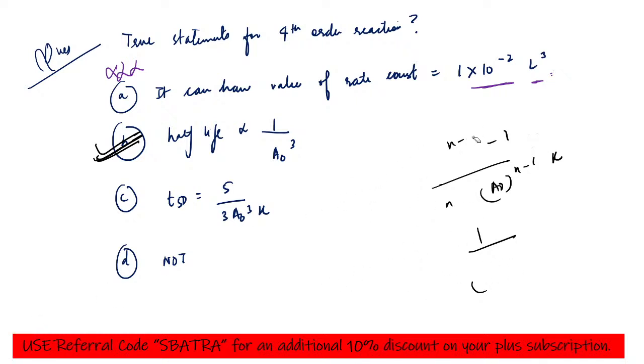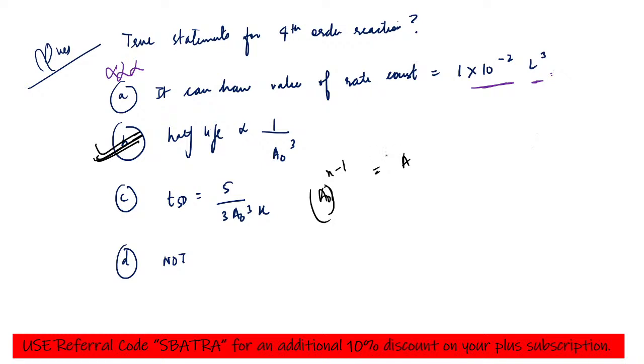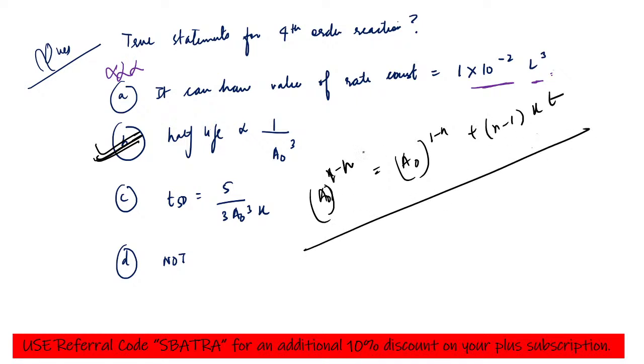So t half is this value, so you can now calculate the t half value. How can we calculate this value? We know this is your equation: a to the power 1 minus n is equal to a naught to the power 1 minus n plus (n minus 1) kt. Okay, this is your equation, and you just need to substitute this value over here, then you can use half over here. Or you can actually use this equation also, which I have written over here, 2 to the n minus 1, minus 1, over (n minus 1) k a naught to the power n minus 1. Just substitute these values and you can find out the correct answer.